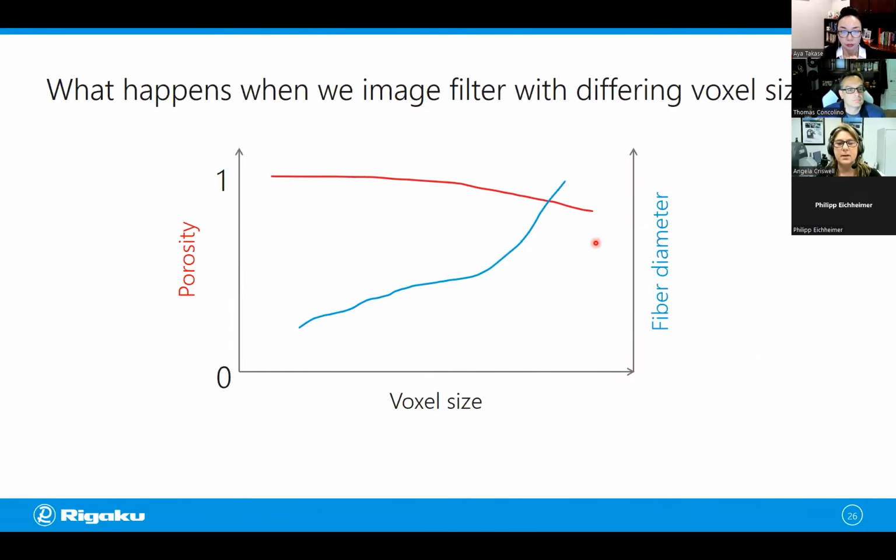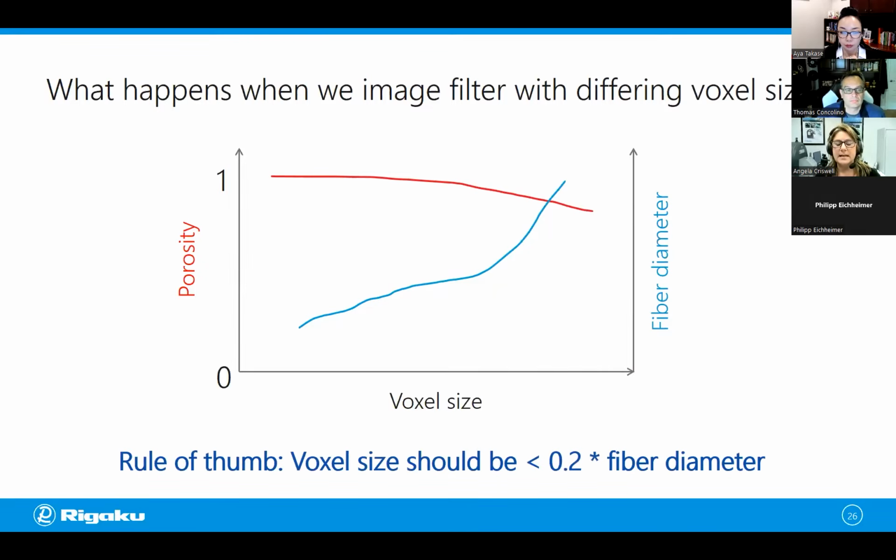Based on this, we can come up with some general rules of thumb of what our voxel size should be based on our known fiber diameters. Ideally, it should be about 1/5 or smaller than your average fiber diameter. So each of your fibers should be covered by at least 5 voxels or more if you want to be able to calculate their diameters correctly.